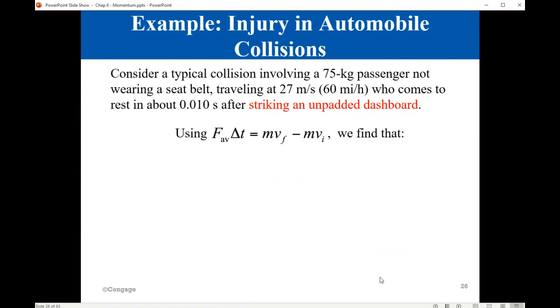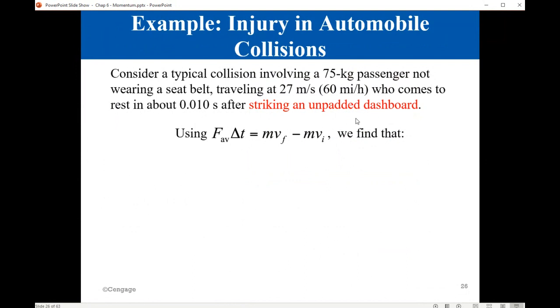I selected this problem so that we deal with real numbers. Consider a typical collision involving a 75 kilogram passenger. This is a typical mass for a young adult. This passenger, not wearing a seat belt, is traveling at 27 meter per second, which is 60 miles per hour, just converted into meter per second, and comes to rest in about 0.01 second after striking an unpadded dashboard during the collision.